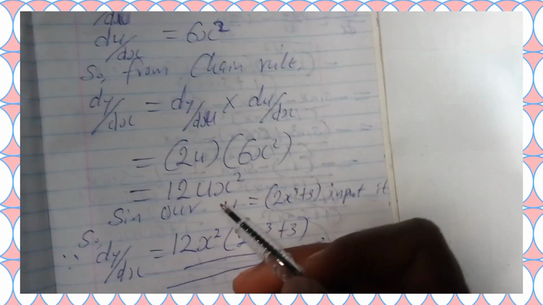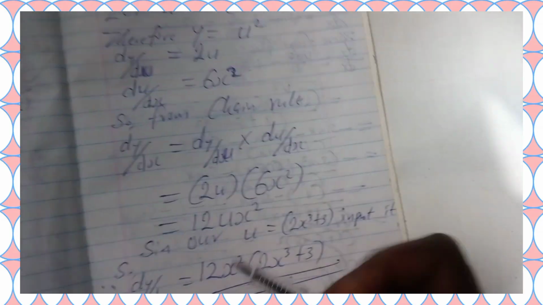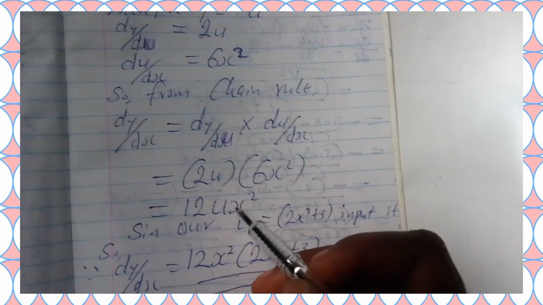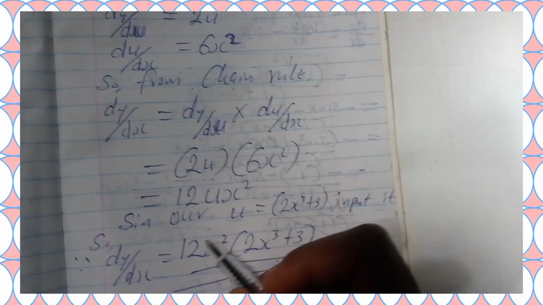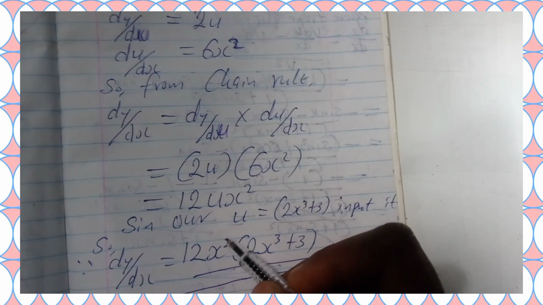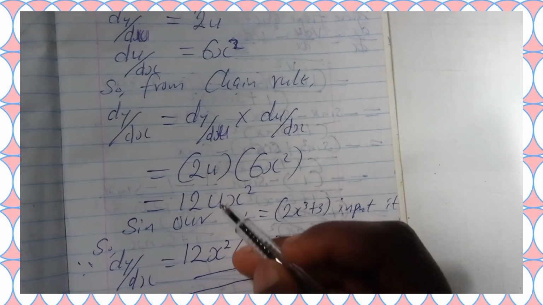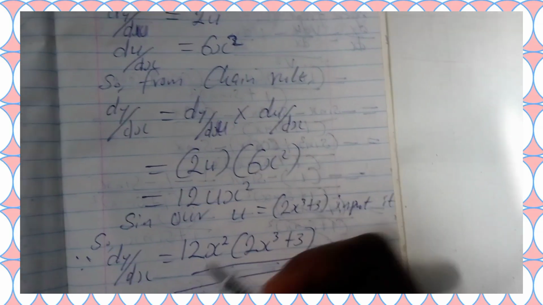And we know that our u from here, we say let our u be 2x cubed plus 3. So we substitute that value in this place of 12u x squared. When you substitute that value, what we're going to have here is 12x squared. This x squared, the same thing, 12x squared. Then for the u, we put the value of u, which is 2x cubed plus 3. And this is the final answer.